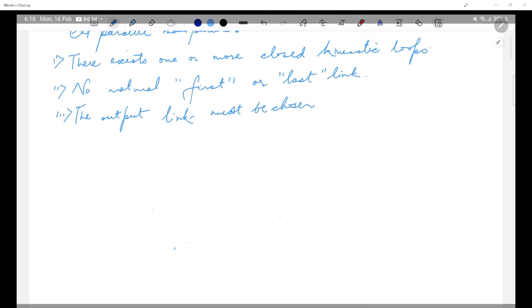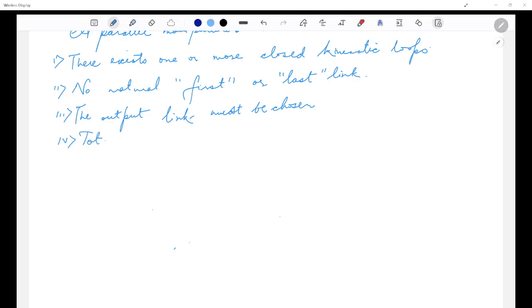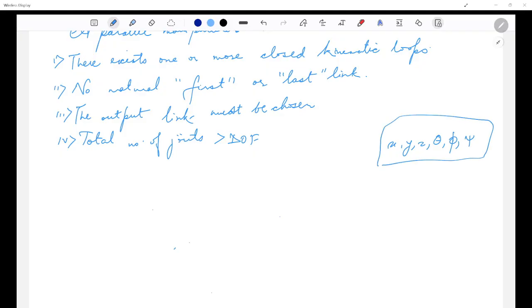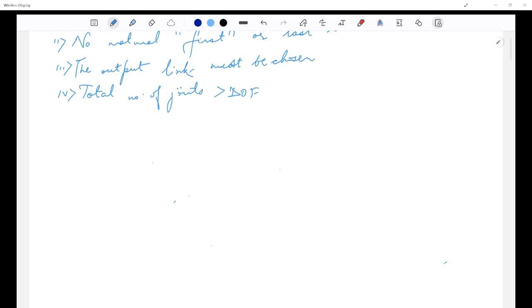Okay, and the total number of joints is more than the degree of freedom of the robot. So maybe the robot can only move in x, y, and z direction and roll, pitch, and yaw, but the total number of joints it might have would be more, in terms of prismatic and revolute joints. We'll see that when that happens, and we'll see the concept of passive joints as well. That would be in a while.